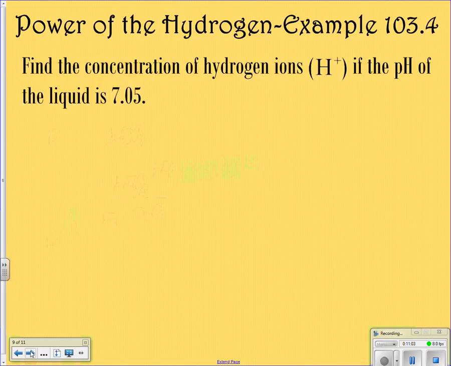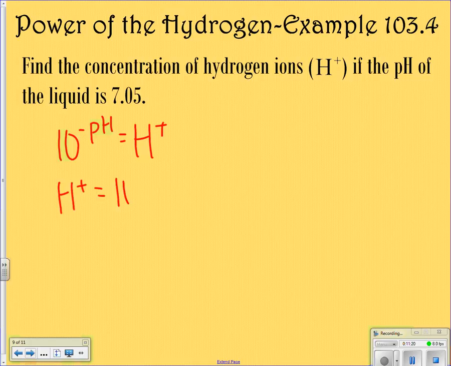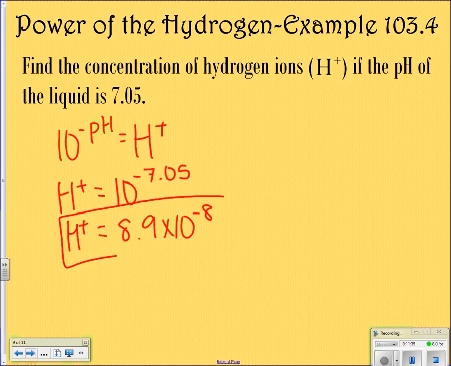Looking at another example, we want to find the concentration of hydrogen ions, that's the H positive, if the pH of the liquid is 7.05. So we are going to use 10 to the negative pH equals H positive. So H positive is going to be 10 to the negative 7.05. So 10 to the negative 7.05 gives us 8.9 times 10 to the negative 8 for our concentration of hydrogen ions. And so that would be your answer for that example.